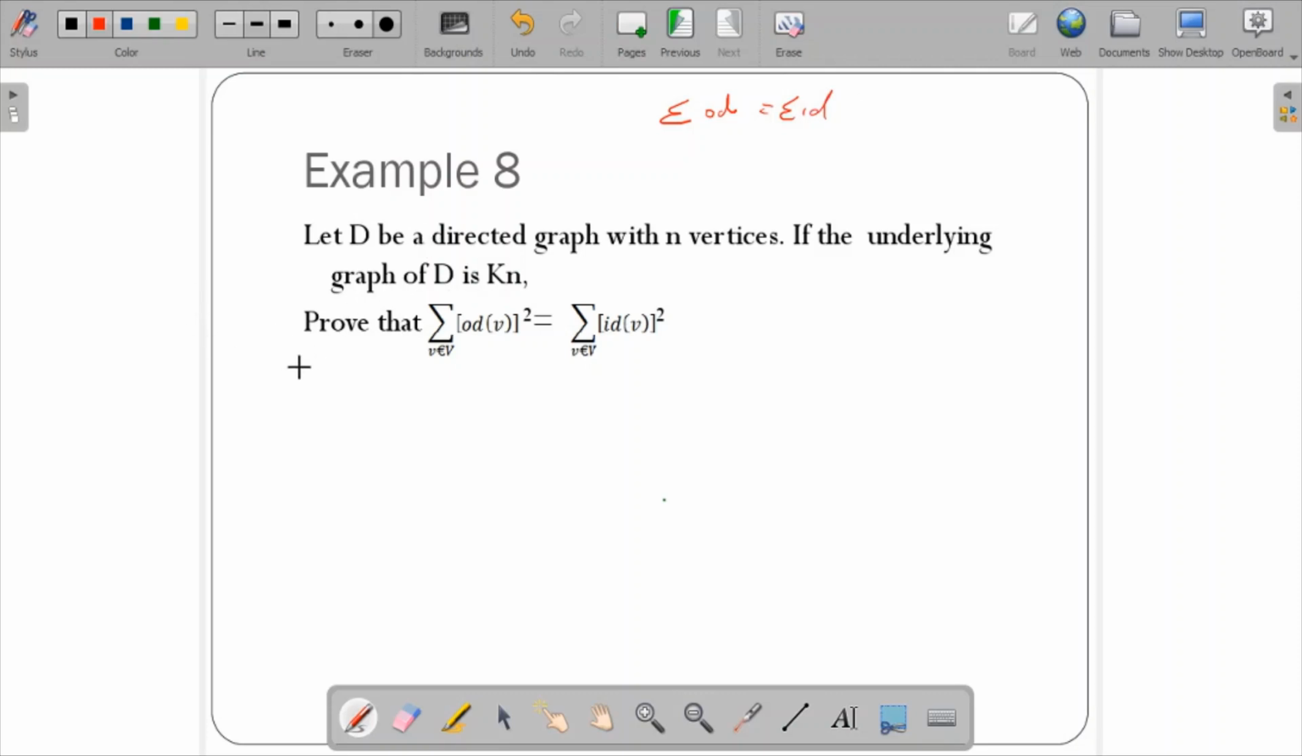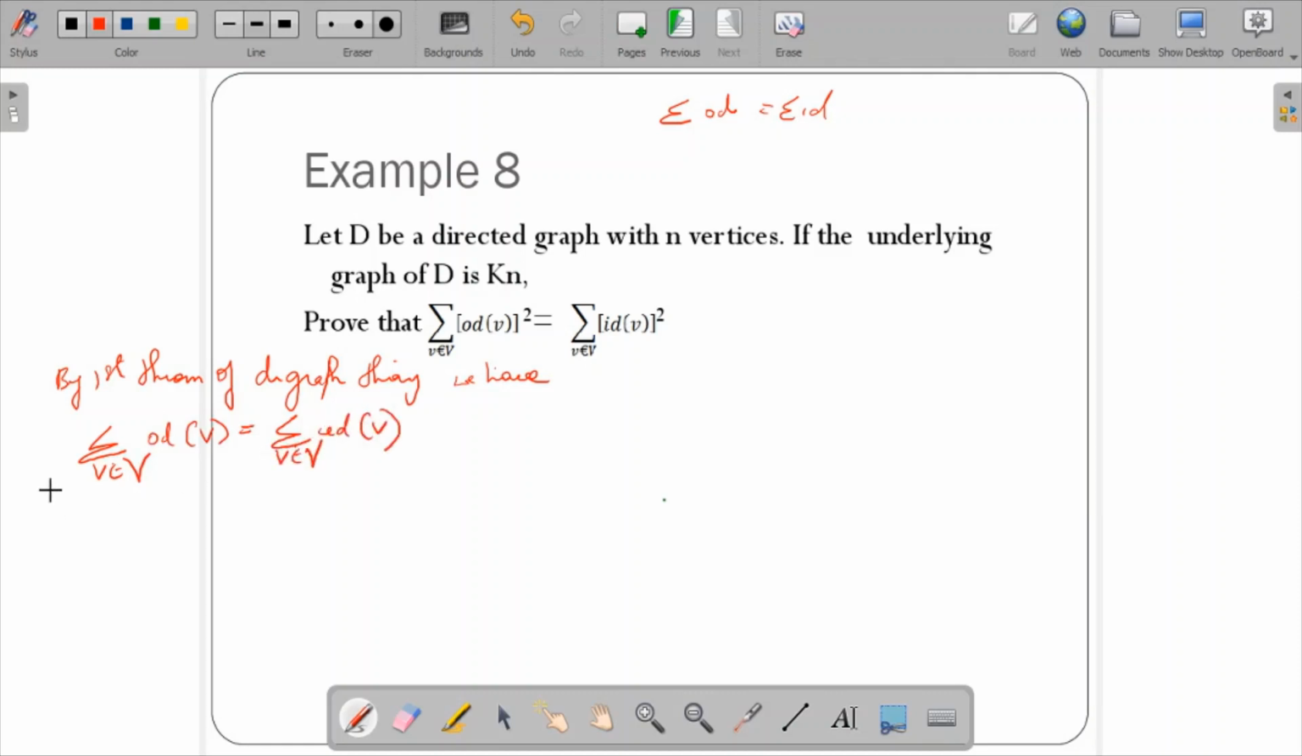So by the first theorem of digraph theory, I need to prove this is equal to this. By the first theorem of digraph theory, we have the summation over vertices v belonging to V of the out-degree of v is equal to the summation of the in-degree of v. This was what we had. So this I can get as out-degree minus in-degree and make it equal to zero.